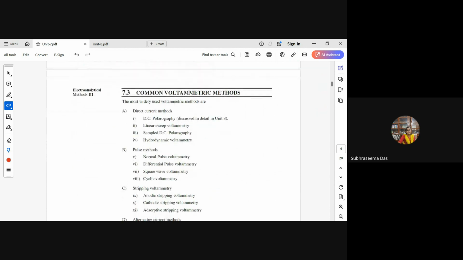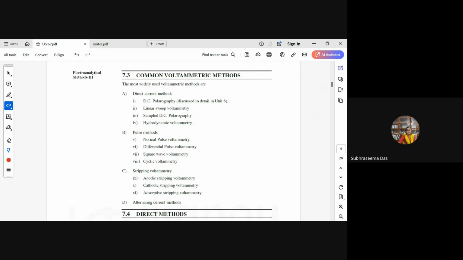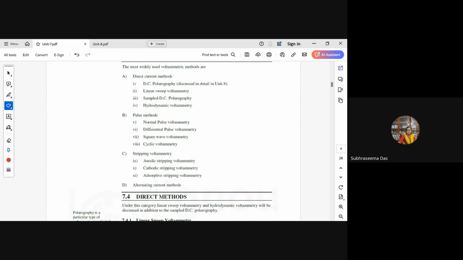So some common voltammetric methods that are commonly being used, first include the use of direct current, that is called DC polarography, linear sweep voltammetry, sampled DC polarography, and hydrodynamic voltammetry. Then, in some cases, pulsed methods are also used, and they are mostly called normal pulse voltammetry, differential pulsed voltammetry, square wave voltammetry, and cyclic voltammetry.